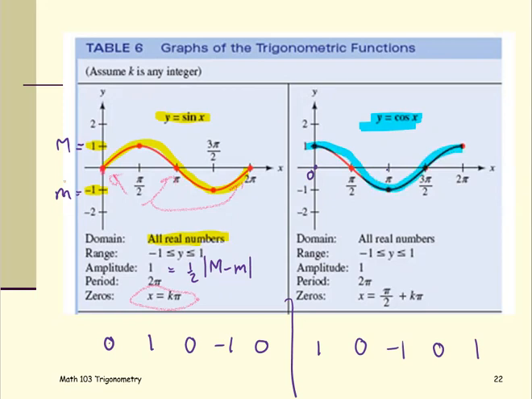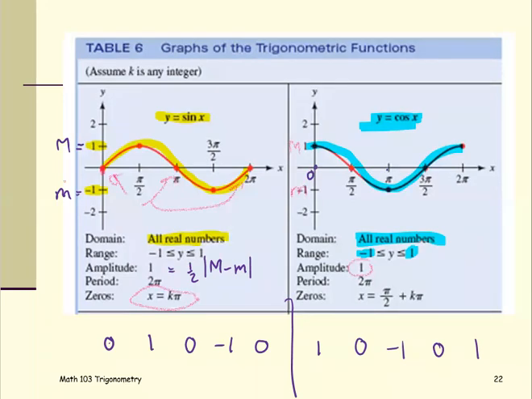The domain is the set of all real numbers. The range is the same as the range of y equals sine x, the interval from -1 to +1, because the maximum is 1 and the minimum is -1. To compute the amplitude is the same way. And the period is 2 pi because the graph completes one cycle after 2 pi.